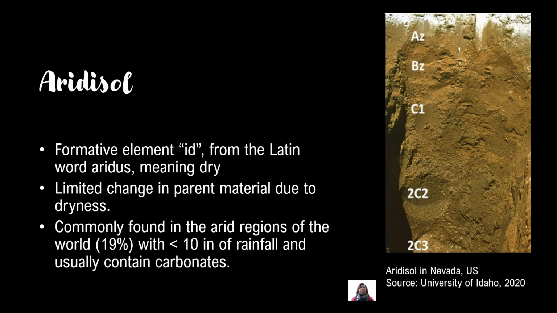Next we have is the aridisol. Aridisol has a formative element "id" from the Latin word aridus, meaning dry. It has limited change in parent material due to dryness, and it is commonly found in the arid regions of the world, about 19% of the world, with less than 10 inches of rainfall and usually contain carbonates.